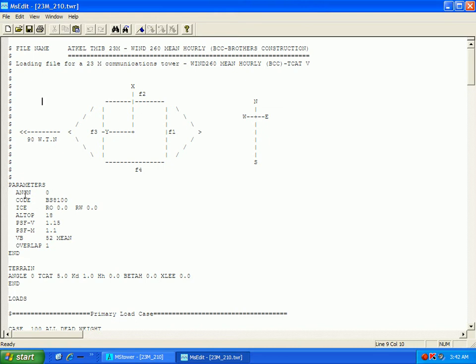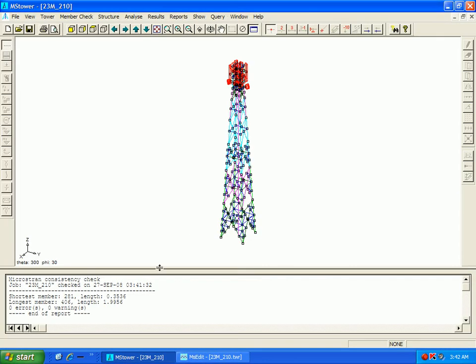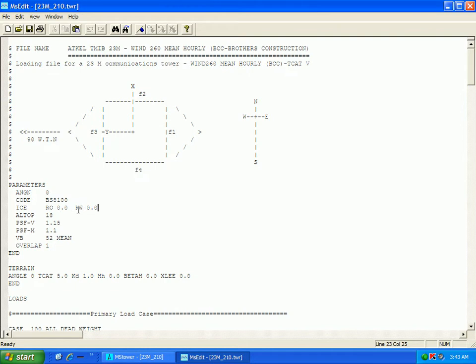The main thing is parameters. Angle is 0, you can put anything here, and design code is BS8100. You can put EIA or TIA 222F or G. If your country doesn't have ice, then you can delete it or keep its values 0. L top means the tower is at up to which level. This is a rooftop tower, and it has been built on a 6-story building. That's why L top is 18 meter.